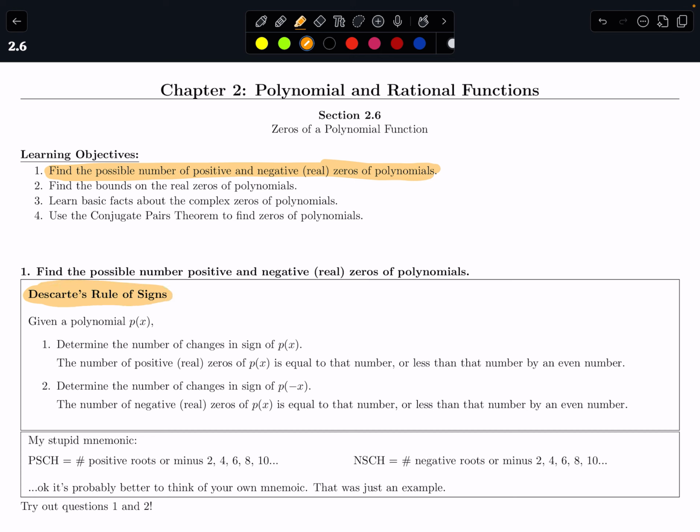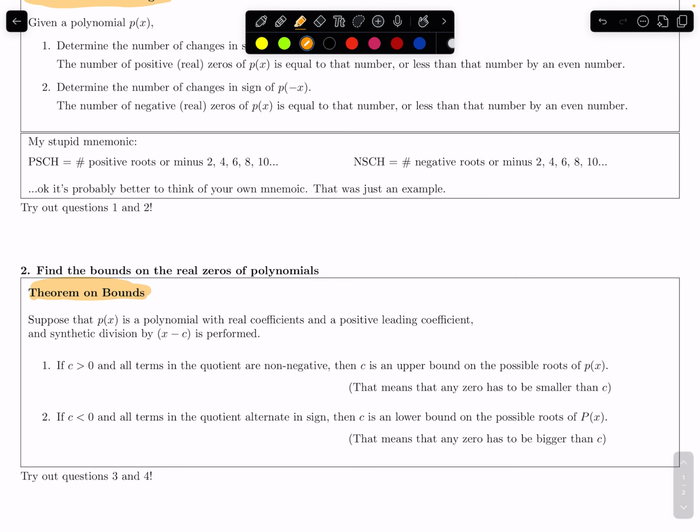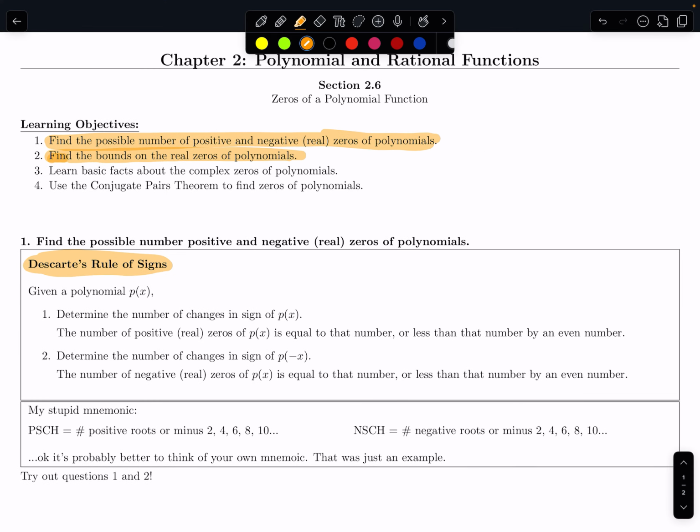Then second objective, find the bounds on the real zeros, so upper and lower bounds. That's going to be using this rule here, the theorem on bounds. And then 3 and 4 we're doing together. Learn some basic facts about complex zeros of polynomials and then use the conjugate pairs theorem. Now all these terms, don't worry if these are unfamiliar to you because we're going to learn about them as we go along. Starting with number 1, finding the possible number of positive and negative real zeros.